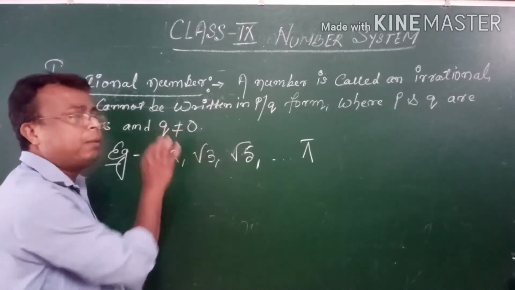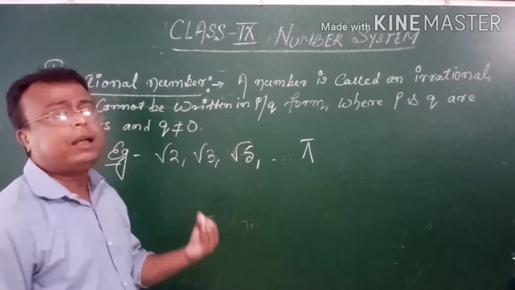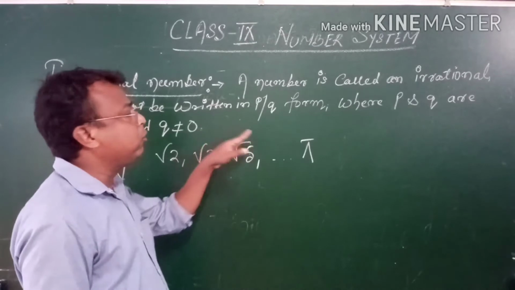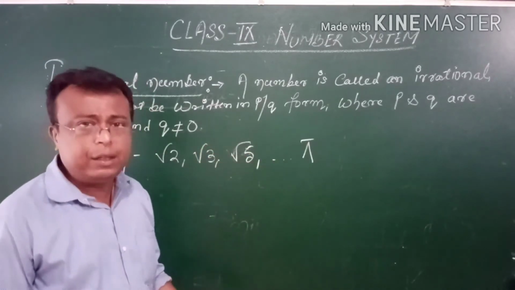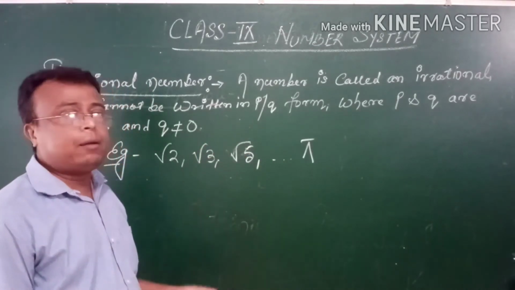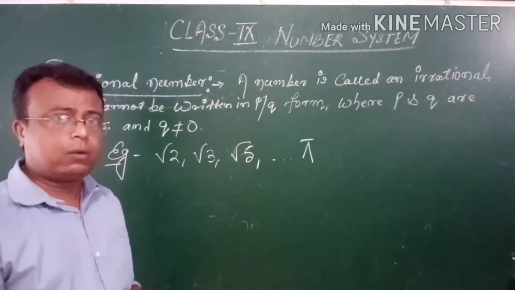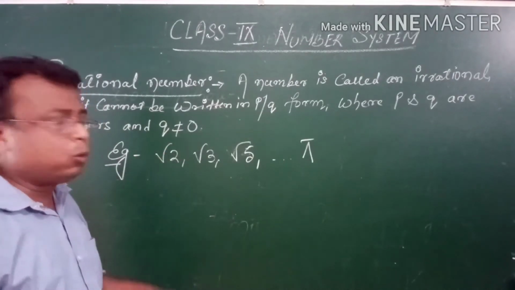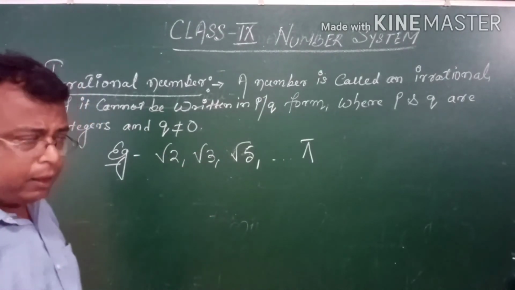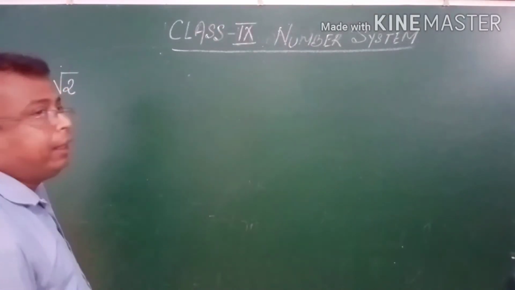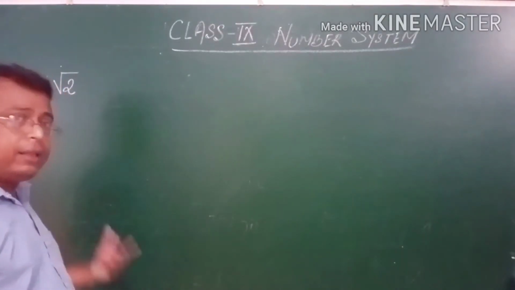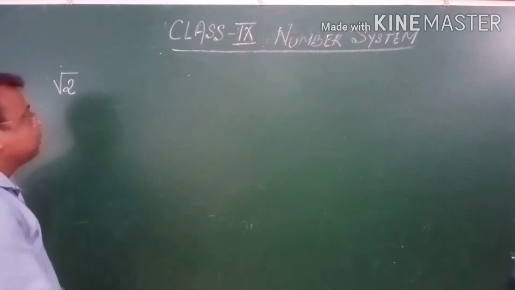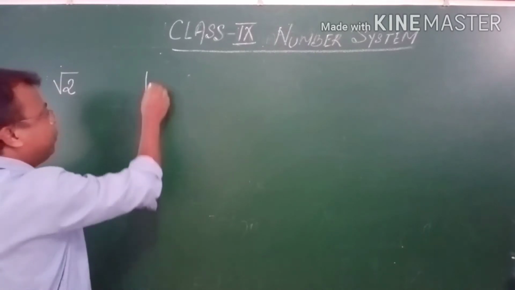In the next topic, we are going to find how to find the decimal expansion of root 2, the square root of 3, and the square root of 5, and how they are irrational numbers. You learned this in class 8 also. Root 2 is irrational because it cannot be written in p by q form. So let us see how to find the square root of this one.